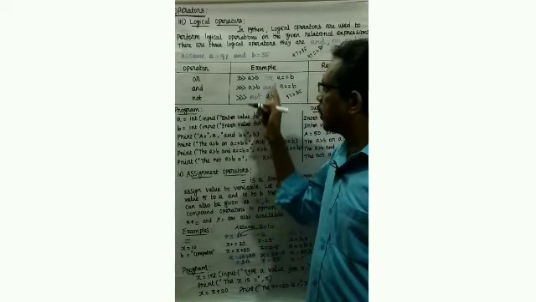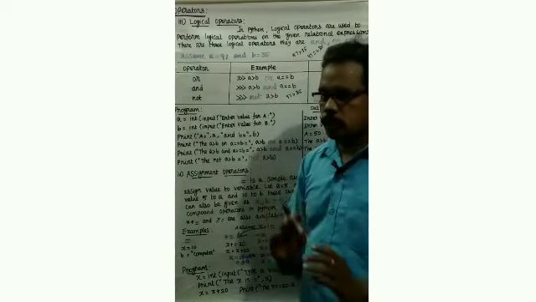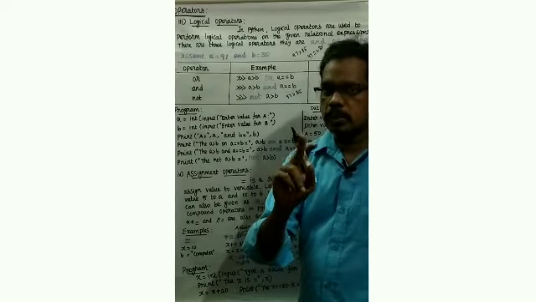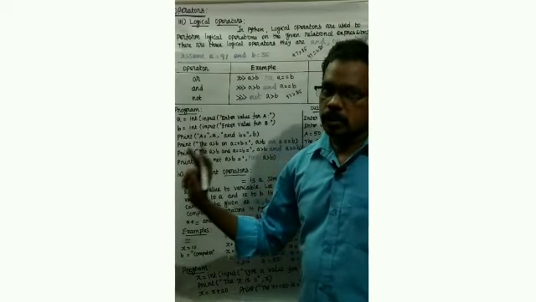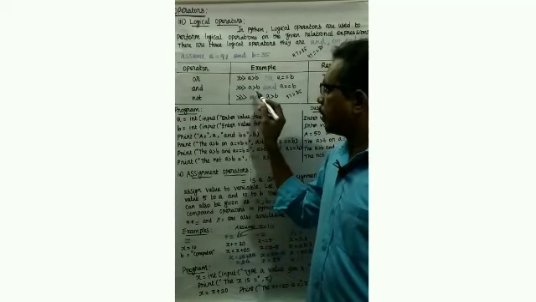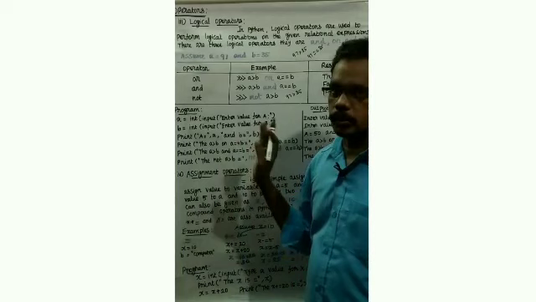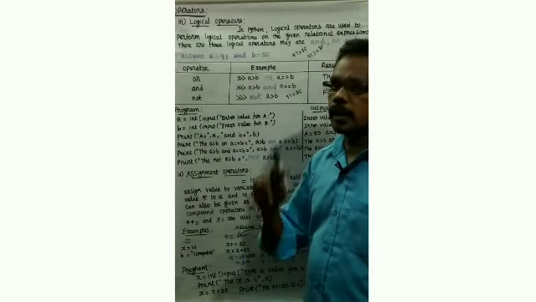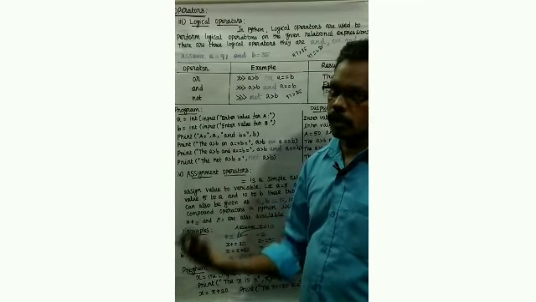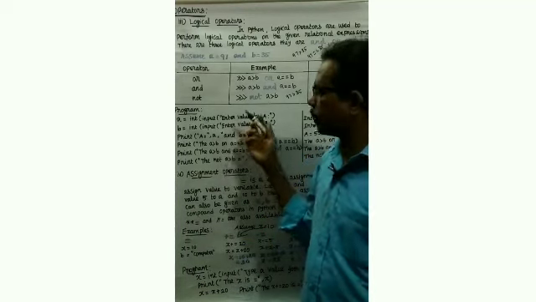What is the difference between the OR operation and the AND operation? In the OR operation, if any one of the conditions is true, the entire result is true. But in the AND operation, only if all the conditions are satisfied is the result true. If any one of the conditions is false, the answer is false. That is using the AND operation.